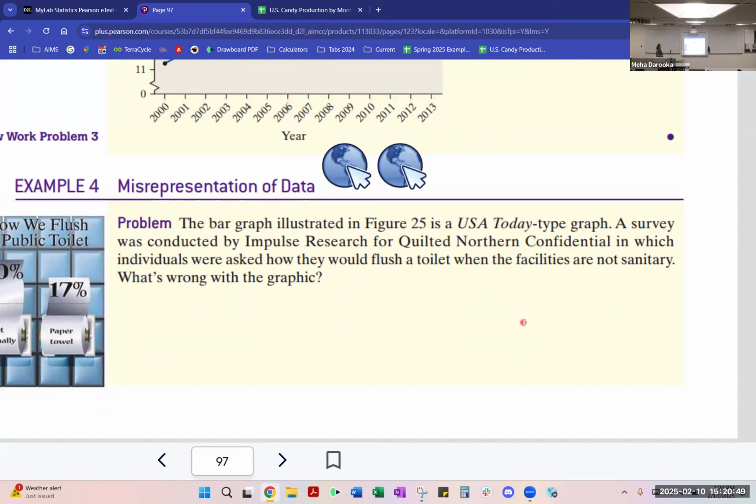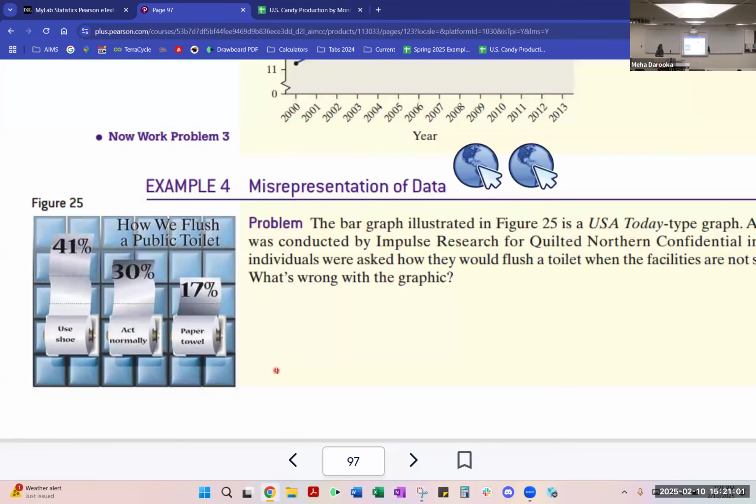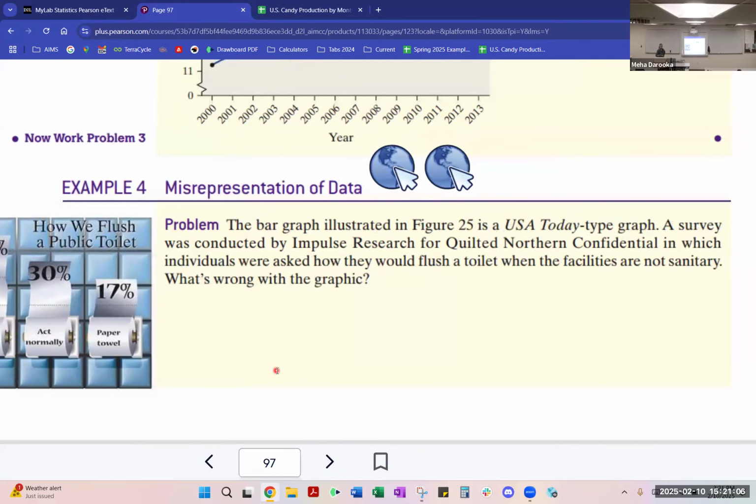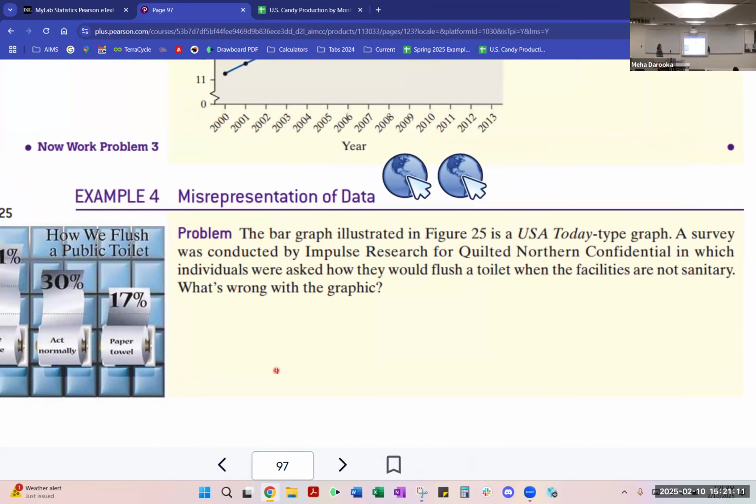This one here is talking about the bar graph is illustrating a USA Today type of graph. And you guys can see that. So you can see they've used all kinds of graphics in there rather than just a basic bar graph. So this one is saying, a survey was conducted by Impulse Research for Pulted Northern Confidential, in which individuals were asked how they would flush a toilet when the facilities are not sanitary.